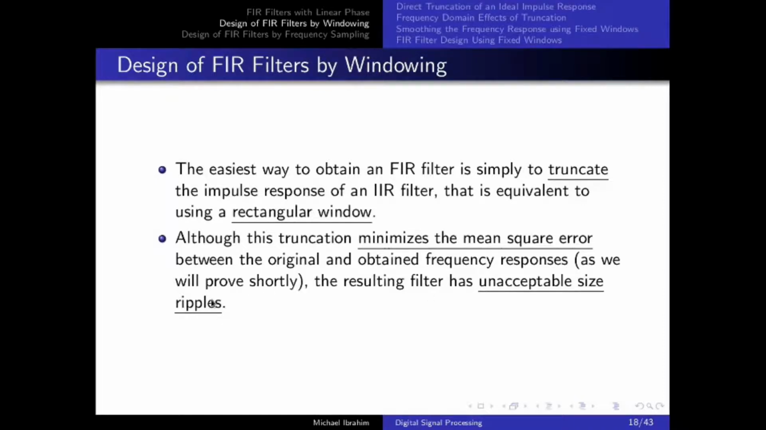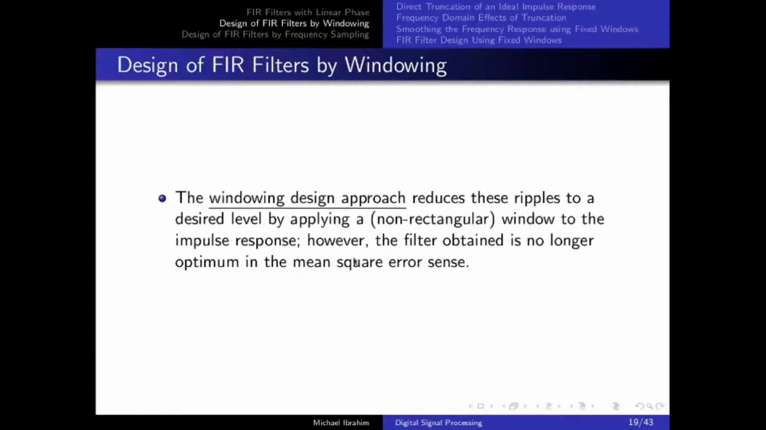As you remember, in practical filters we have these fluctuations in the pass band and fluctuations in the stop band. This is called the ripples, and using a rectangular window will give us unacceptable ripples. So let's move on and see how it goes. In this windowing design approach, we try to reduce these ripples to a desired level by applying a non-rectangular window to the impulse response.